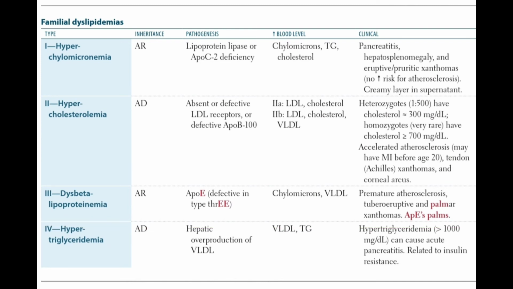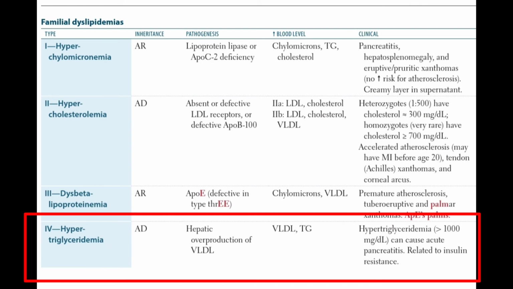Now let us talk about type 4 familial dyslipidemia, that is hypertriglyceridemia. It is an autosomal dominant disorder. The main pathogenesis is hepatic overproduction of very low density lipoprotein, which will lead to increased blood levels of very low density lipoprotein and triglyceride. The clinical findings will be hypertriglyceridemia. The blood level of triglyceride will be more than 1000 mg per deciliter. It can cause acute pancreatitis, and it is also related to insulin resistance.